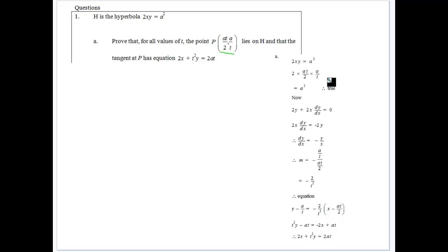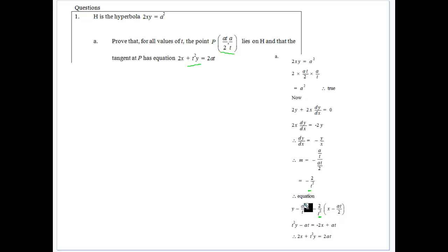So then we want to find the tangent there. So find that the tangent has that equation. So differentiate implicitly and get our gradient function as minus y on x. And then substitute our points in. So the y is at and x is at on 2, which gives us minus 2 on a t squared. So there's our gradient.